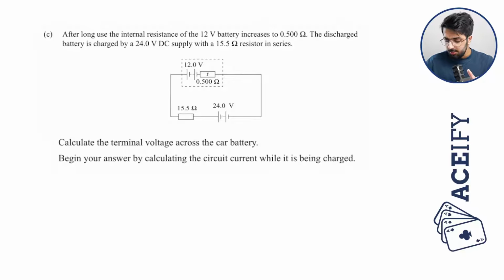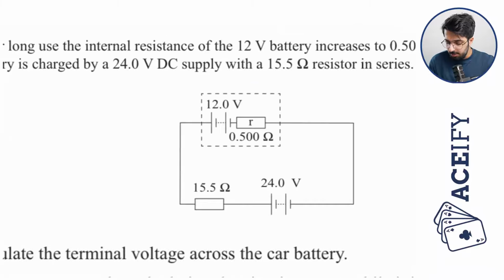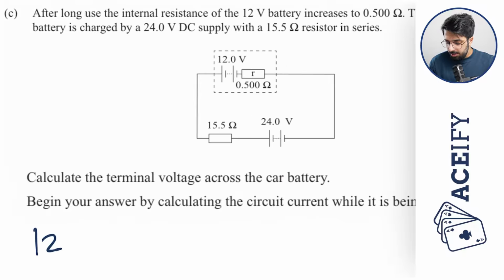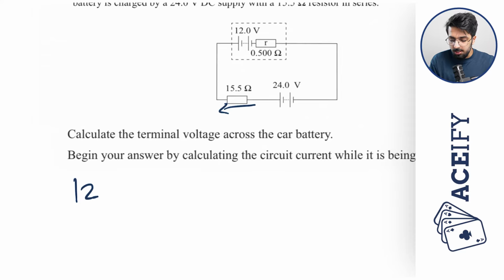Alright, so there are two ways of doing this. The first way is by using Kirchhoff's voltage law, and the second way is just by using V equals IR. So first I'm going to use Kirchhoff's voltage law. If we start over here, we see we have a 12 volt rise, so we can start with 12 volts. And we're going to have a voltage drop due to this resistor, which is equal to the current multiplied by the resistance of 15.5. And so we minus 15.5I.